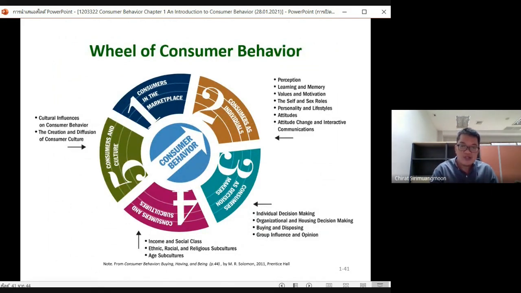Okay. Then here is the big picture of this course. We're going to finish the blue one, the consumer in the marketplace. Then I'm going to teach you about the consumer as an individual: perception, learning and memory, values, the self, personality, and attitude. After that, we're going to skip to the light green, which is the decision-making process. After that, we're going to go to subculture and then culture. So it seems like we're going to step up to the bigger picture.